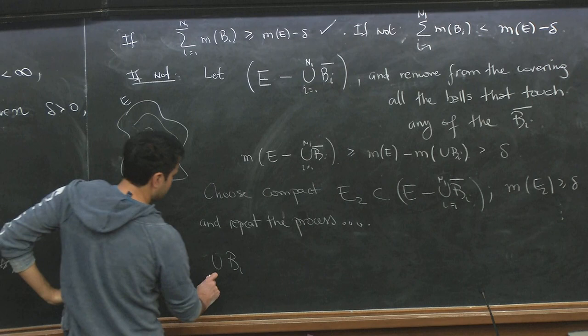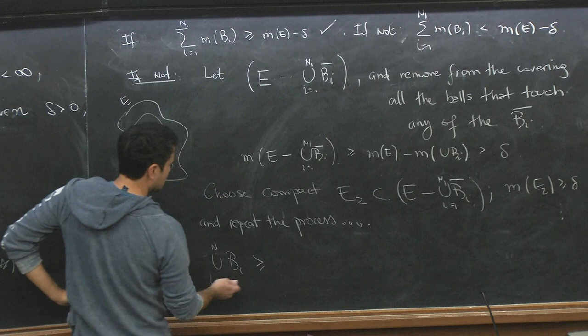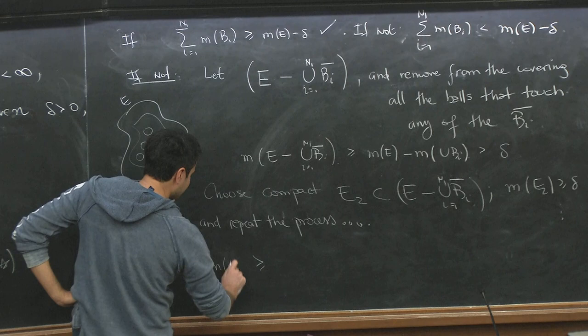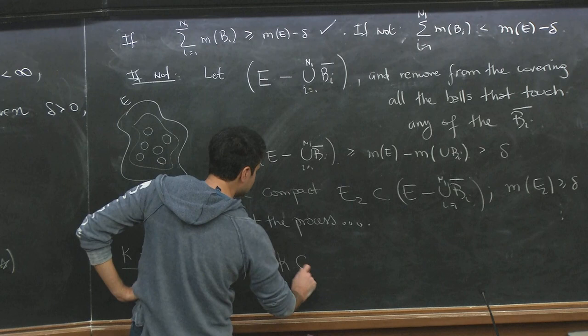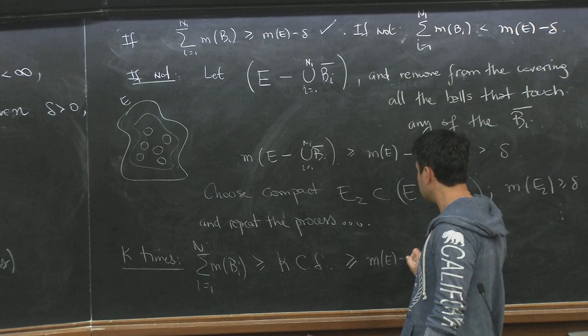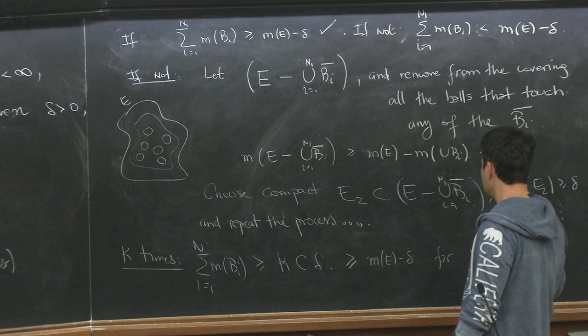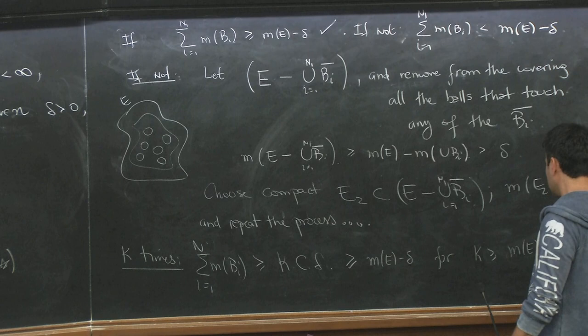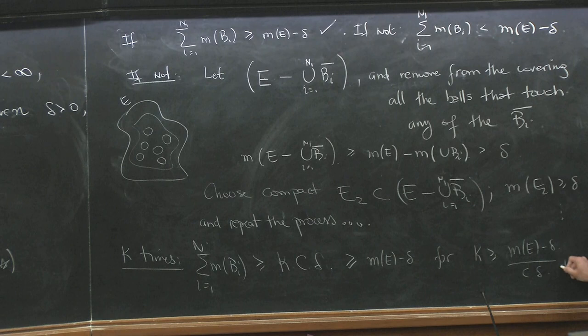After K steps, the volume of the union of these balls will be bigger than K times C delta. And of course, K times C delta is going to be bigger than what you want, which is M of E minus delta, when K is large enough, for K bigger or equal than M of E minus delta over C delta. C is just a universal constant, okay? So the process will finish and you will be done. Okay, this is how you prove the covering lemma.